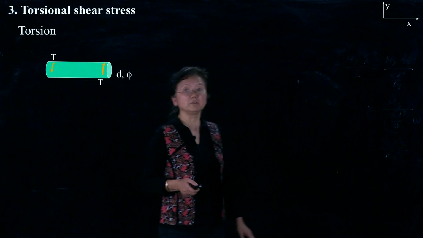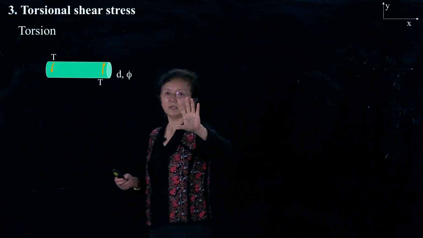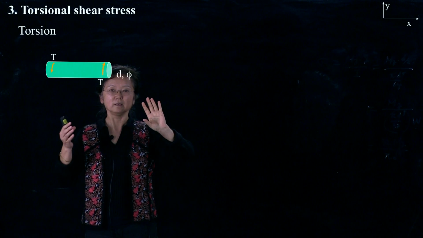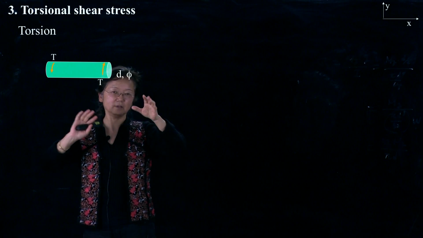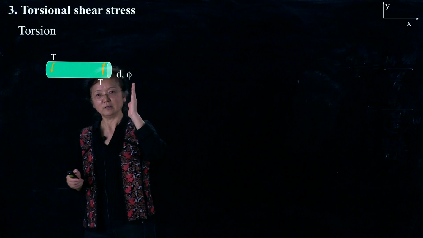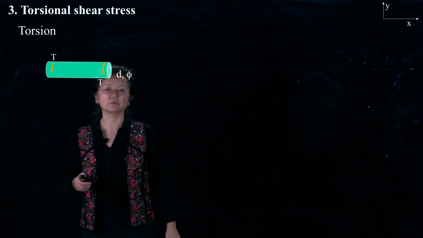Okay, now let's review torsional shear stress. And we have here a segment of shaft or bar. It is under the application of a pair of torque. All right, so in each cross section, we should see the same shear stress distribution.